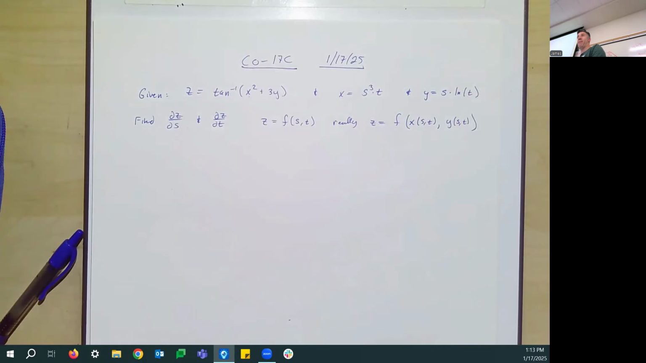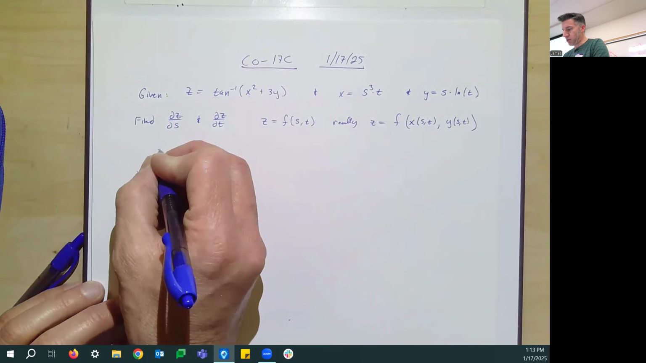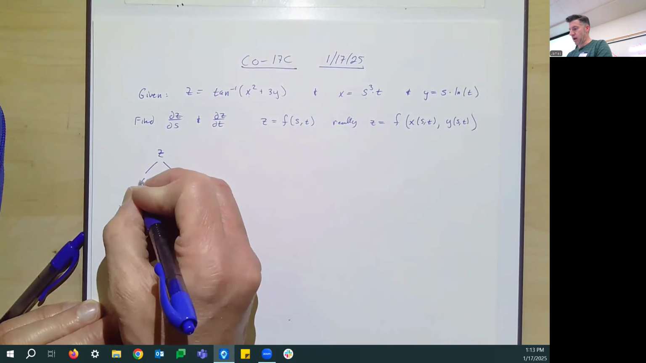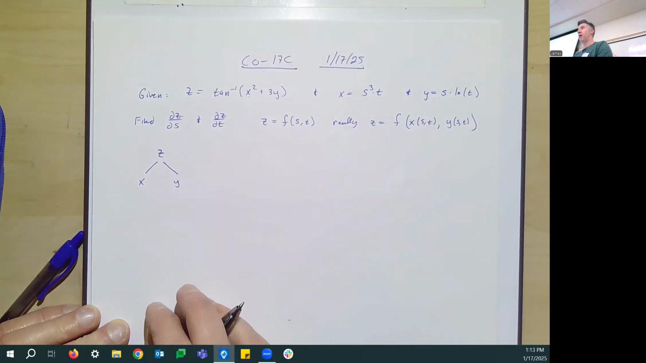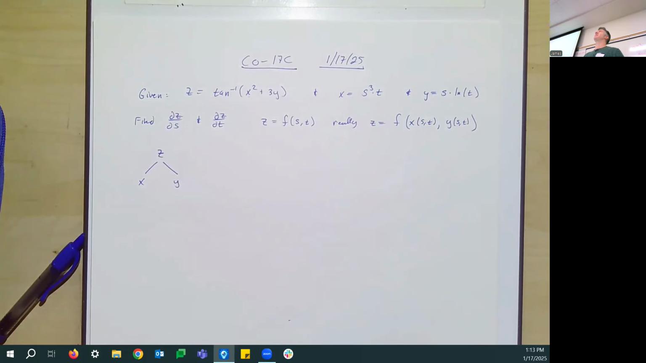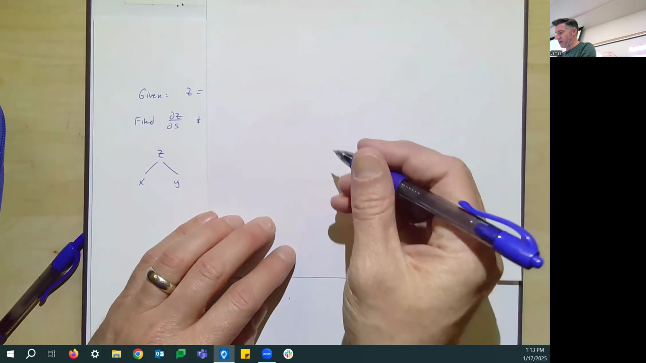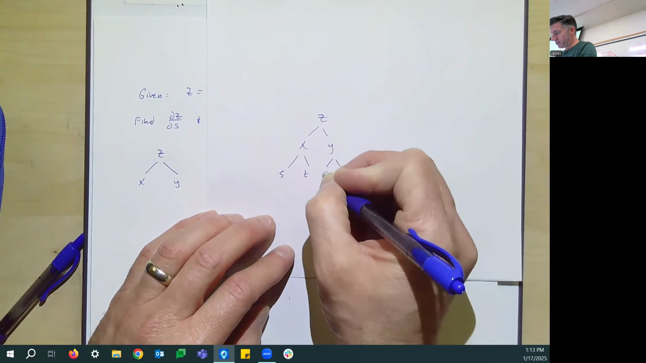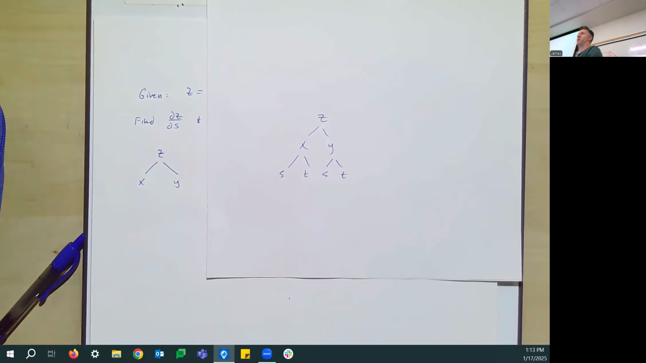Let's draw our mapping. At the top, we have z. z at the next level depends on x and y. And then at the next level, x and y both depend on s and t. Now, here's what we don't want to do. You don't want to draw something like this, where you have z depending on x and y, and then x and y both depending on s and t. But it actually doesn't really matter. You can totally draw it that way and be fine.